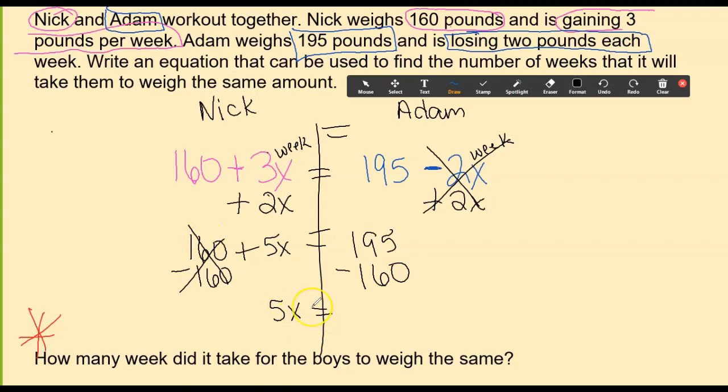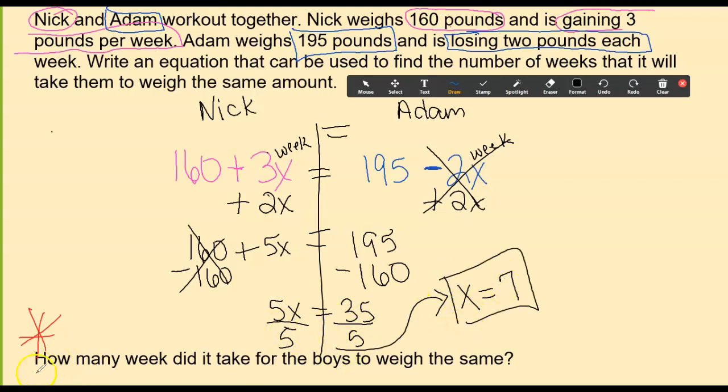5x is equal to 195 minus 60, or excuse me, 160. 35. Now what do I need to do to isolate? Divide both sides by 5. 35 divided by 5, x equals 7. So to answer the question, how many weeks did it take? 7 weeks.